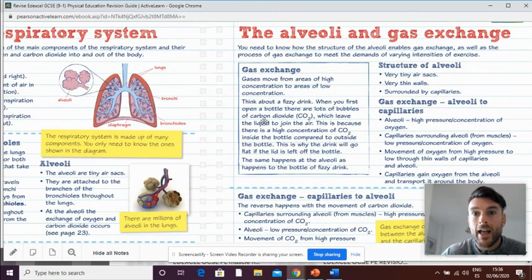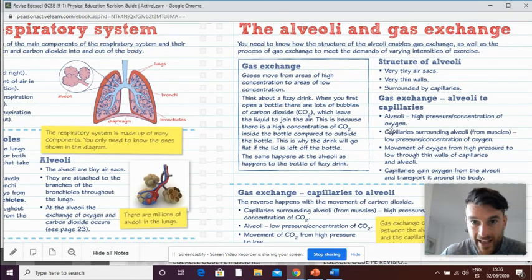Now, you need to know how the structure of the alveoli enables gas exchange to take place. Gases move from areas of high concentration to areas of low concentration. Think about a fizzy drink. When you first open a bottle, there are lots of bubbles of carbon dioxide, which leave the liquid to join the air. This is because there's a high concentration of CO2 inside the bottle compared to outside the bottle. This is why the drink will go flat if the lid is left off the bottle.